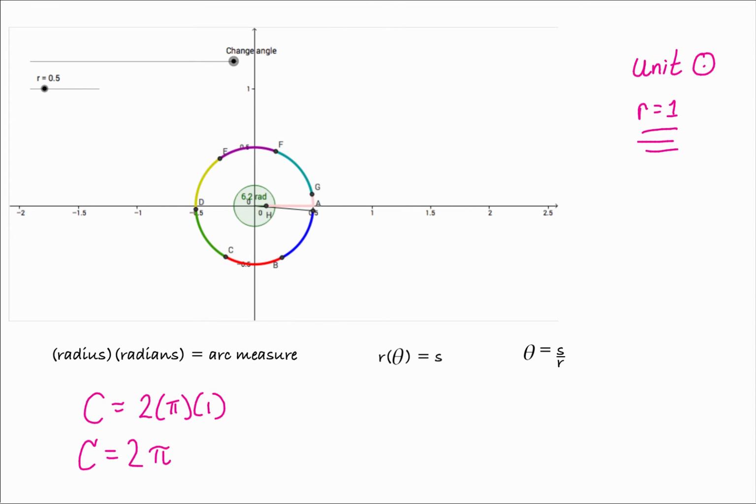So we have a formula that you need to learn. And down here I have it written 3 different ways. It doesn't matter which way you learn. I tend to do this one. Radius times radian gets me arc measure. This is the same thing right here, just in R for radius. There's that Greek letter theta, which means radians, equals arc measure, or theta is arc measure divided by radius.